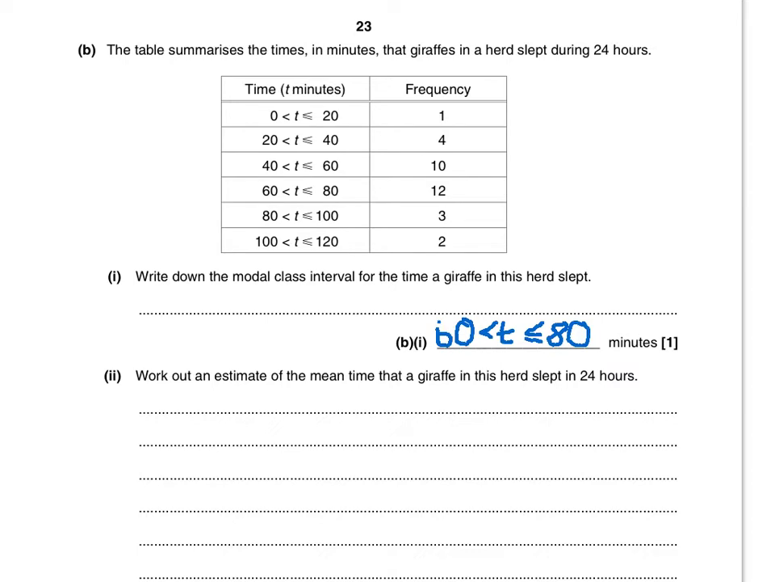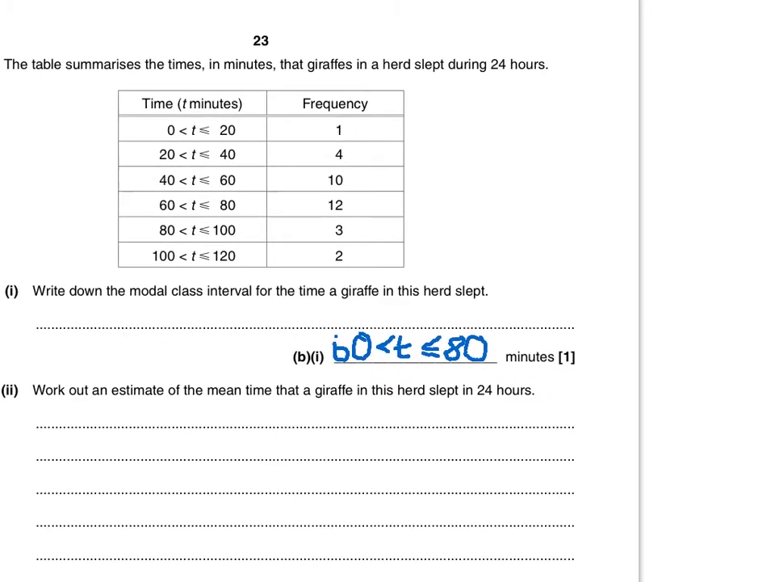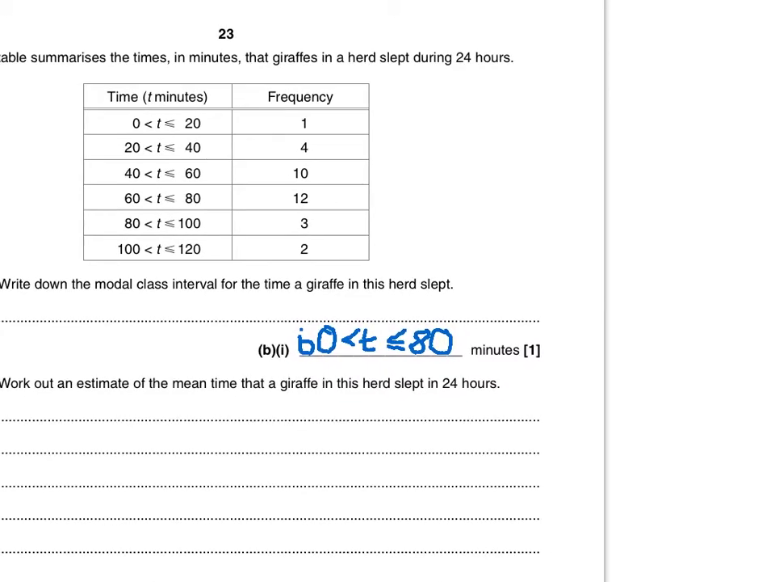Part 2. Work out an estimate of the mean time that a giraffe in this herd slept in 24 hours. I'm just going to scroll to the right here. I'm going to add a couple of extra columns on here. When we've got a grouped set of data, we need to find the midpoint as a way of estimating where the data is lying in each group.